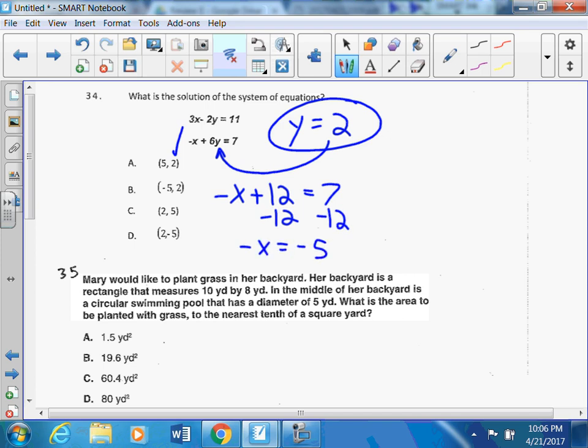And then if you have that, you can just divide by negative 1 on each side, and x will equal positive 5. Or just think about it, you just got to switch the sign and everything. And so A is your answer.